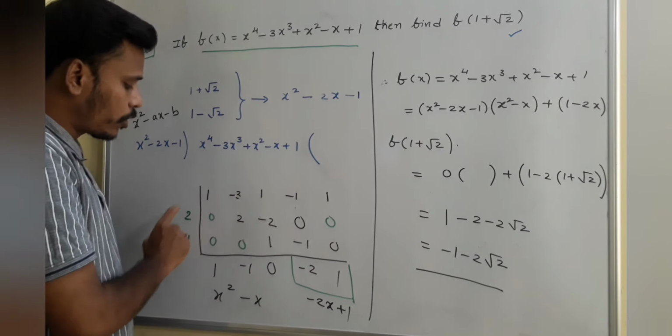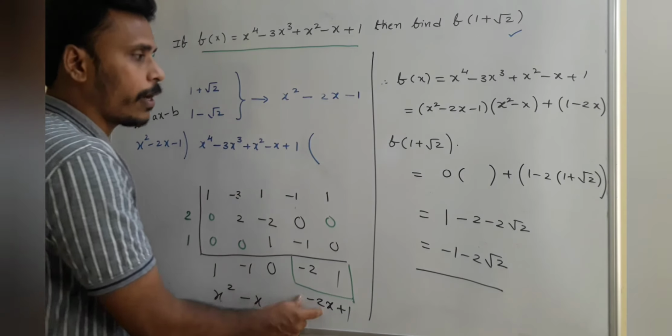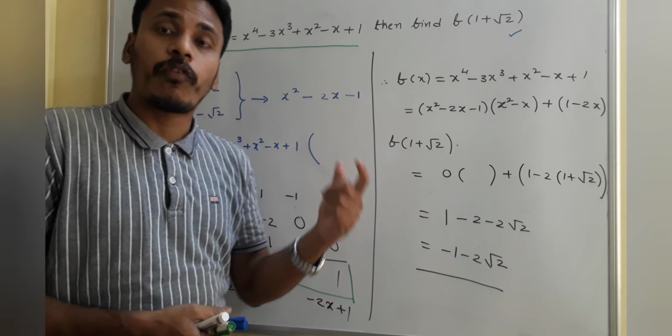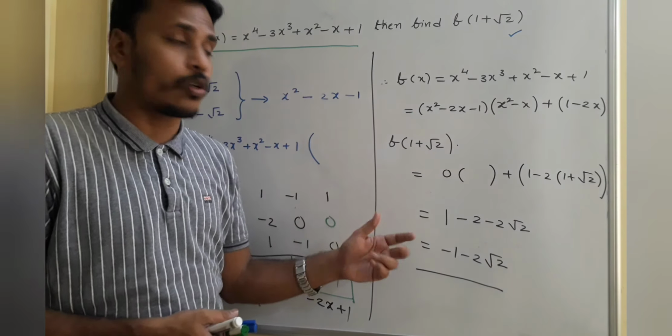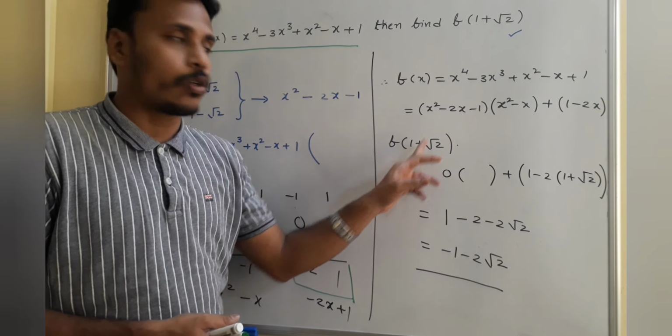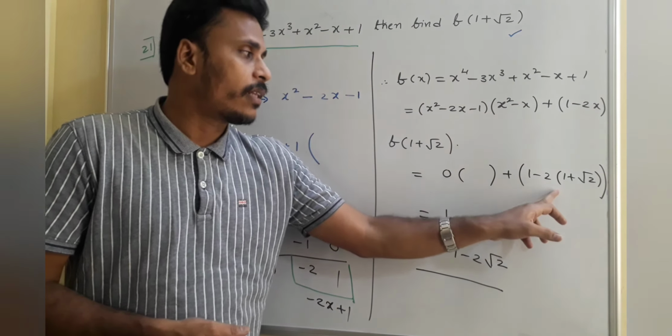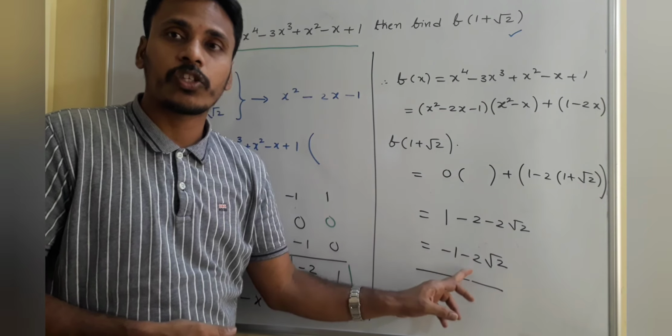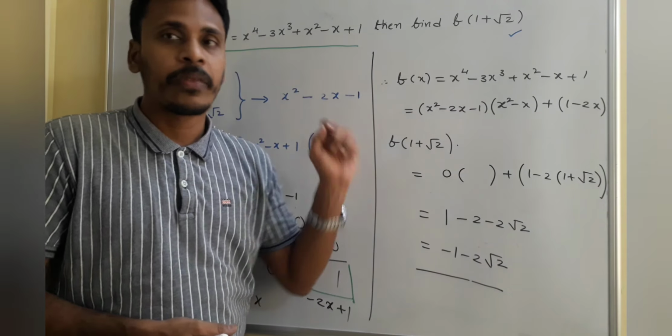So dividend is equal to divisor into quotient plus remainder. Now since we are trying to find the polynomial value at 1 plus root 2, replace x with 1 plus root 2, it will become 0, and that 1 minus 2 into 1 plus root 2, on simplification minus 1 minus 2 root 2 is our answer. Okay, just have a look.